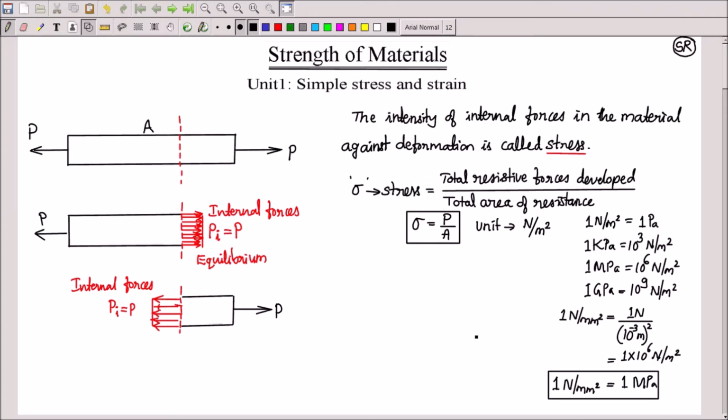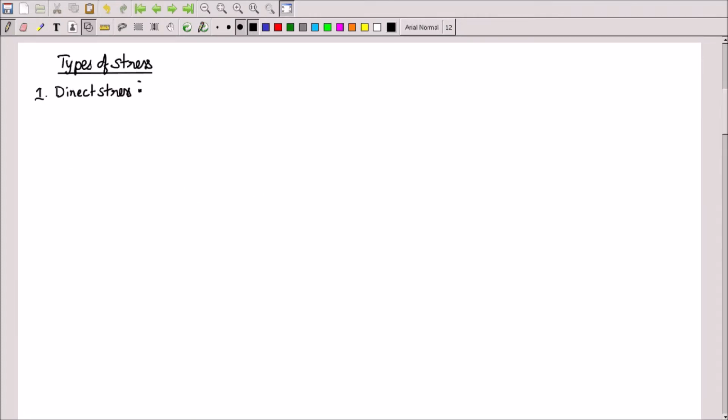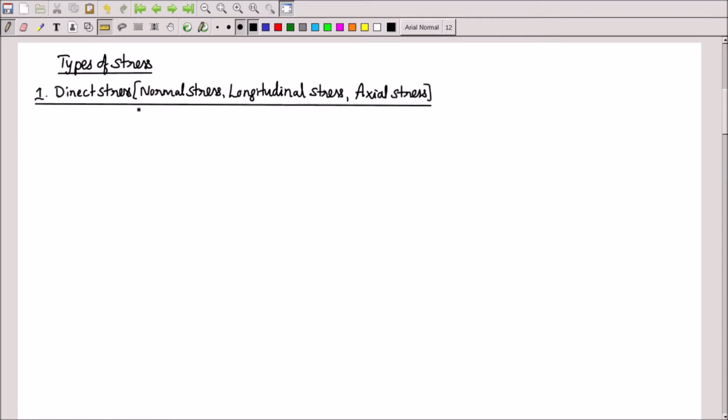Next, we will see types of stress. The first one is called direct stress or normal stress, or it is also called longitudinal stress. When I have a bar like this, it is subjected to a load P. This is called direct load, a load which is normal to the end face. So if the cross section area here is A, then the normal stress sigma is equal to P by A. This is called direct stress or normal stress, which can be compressive or tensile.